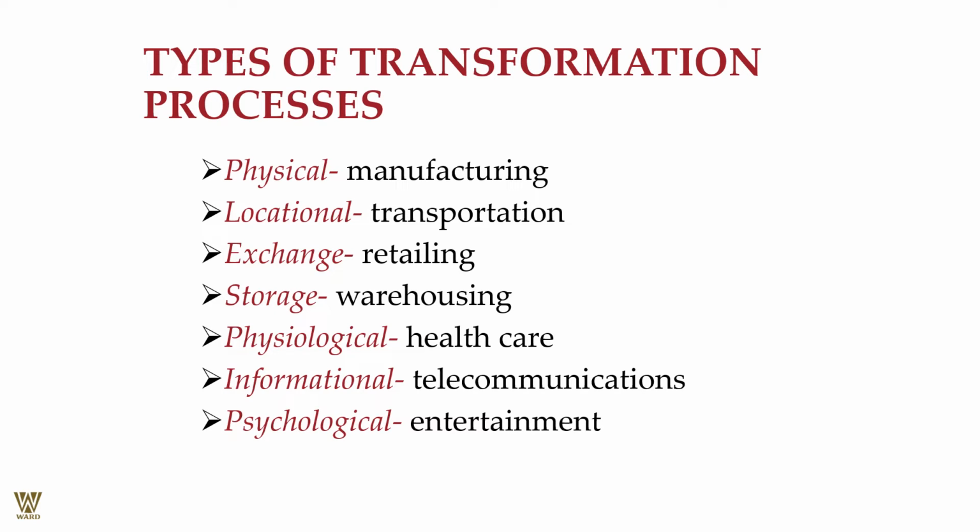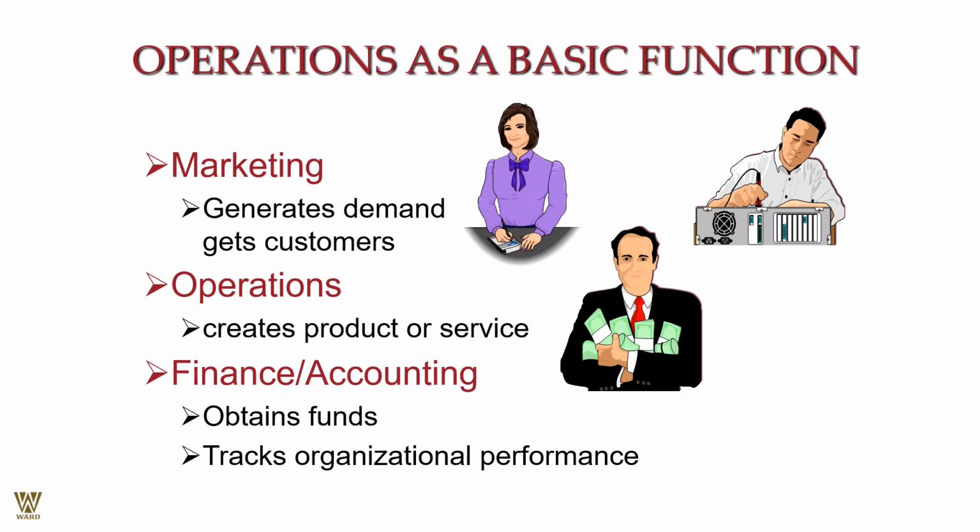So, types of transformation process: there are essentially 7 types of them. First being the physical type of transformation, where we are exactly into manufacturing. Then comes the locational, we are into transportation. If there is transformation in terms of exchange, we are talking about retailing. If we are talking about storage as a transformation process, it is warehousing. Physiological, we are talking about healthcare. Informational, we're talking about telecommunication. Psychological, we're talking about entertainment. So yes, there are 7 types of transformation process: physical, locational, exchange, storage, physiological, informational, and psychological.